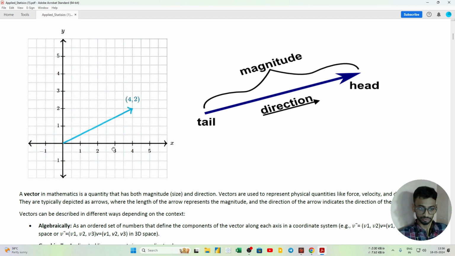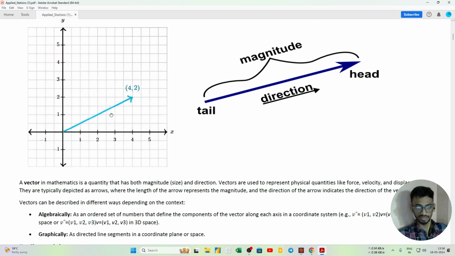So this is the direction. This is the starting point, and this is the ending point. It starts from here and ends here. So this is the direction, and the length of the vector, as I have mentioned, is the magnitude. It is called the magnitude. So how can I evaluate the magnitude?